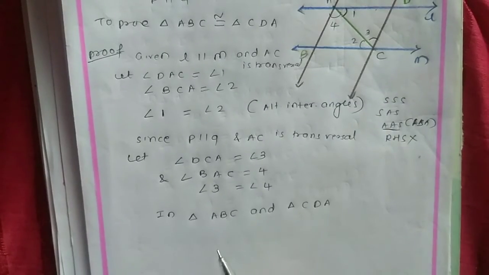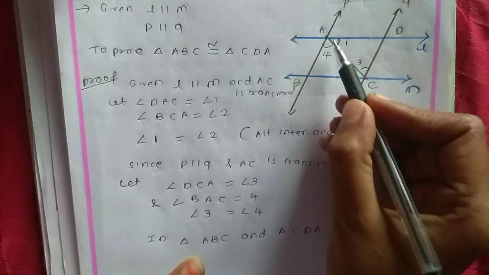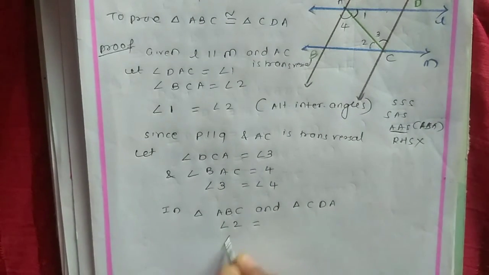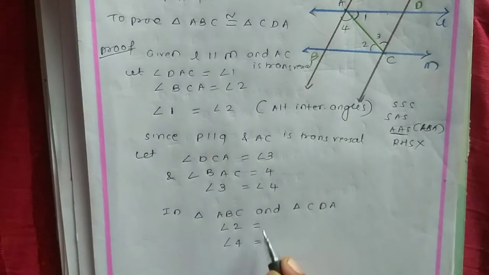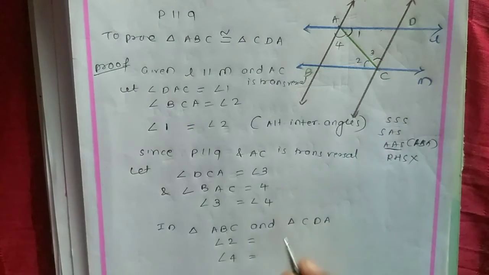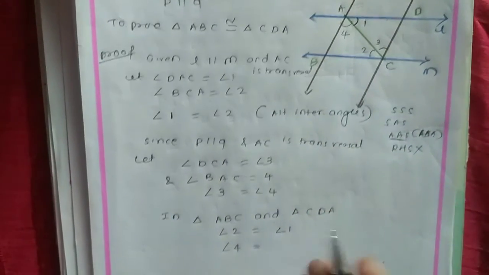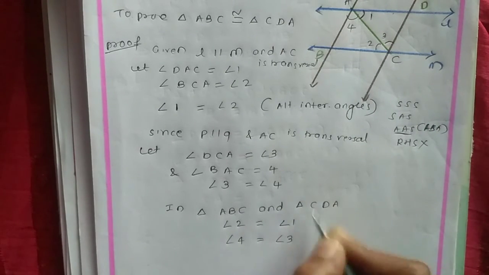So let us start here. In triangle ABC, we will write first the angles. In triangle ABC we have angle 2 and angle 4. Now try to find out which is equal to angle 2. So angle 1 is equal to angle 2, isn't it? In CDA angle 1 and in ABC angle 2 are equal. Now angle 4 and 3 are equal, so angle 4 equals angle 3. Angle 3 is in triangle CDA.